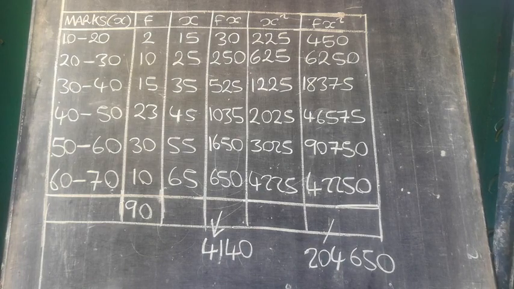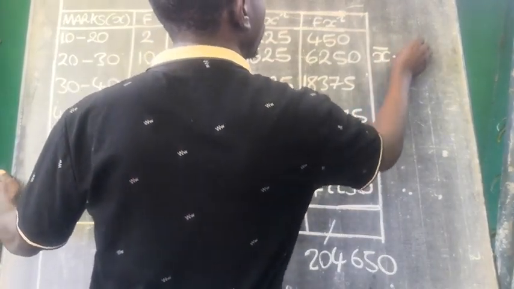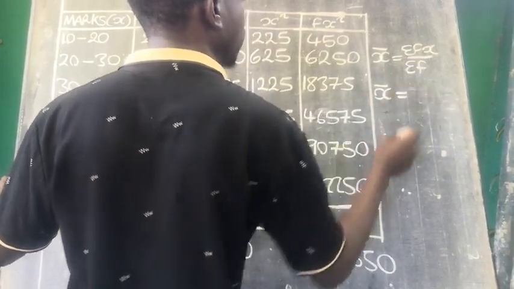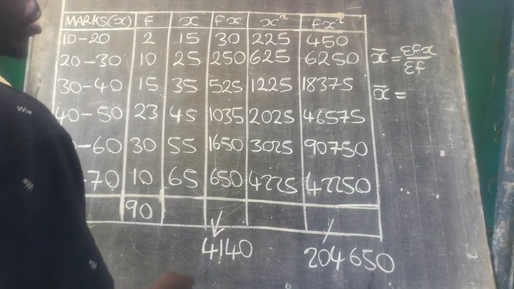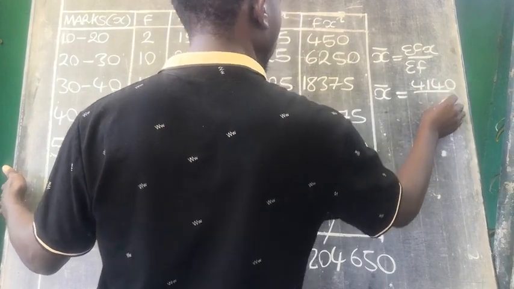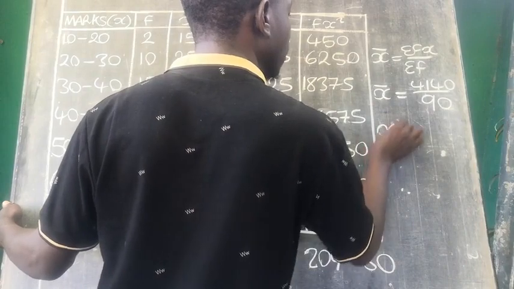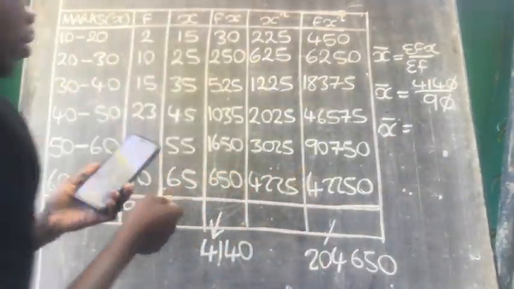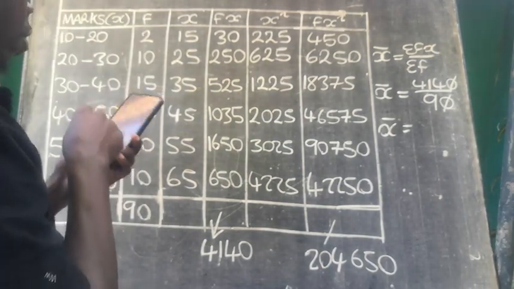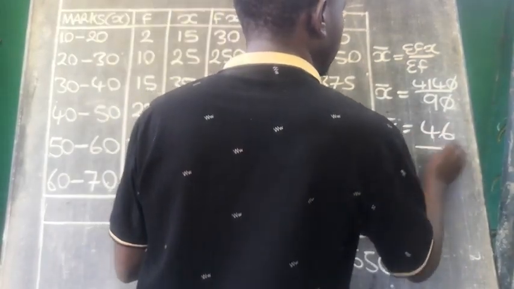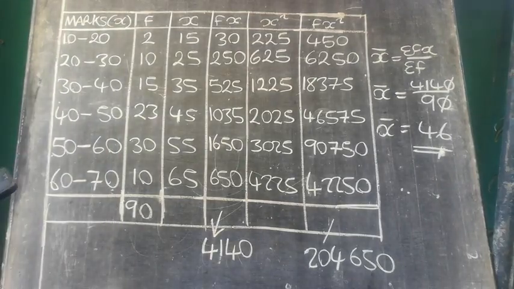So now we have all the summations, or in other words, we have collected data. So now we can find mean. So x bar equal to summation of frequency times midpoint over summation of frequency. We have 4,140 over 90. So x bar will be equal to, so we have to divide. So 0, 0 cancels, which is going to be 414 divided by 9. So we are getting 46. So the x bar is equal to 46.